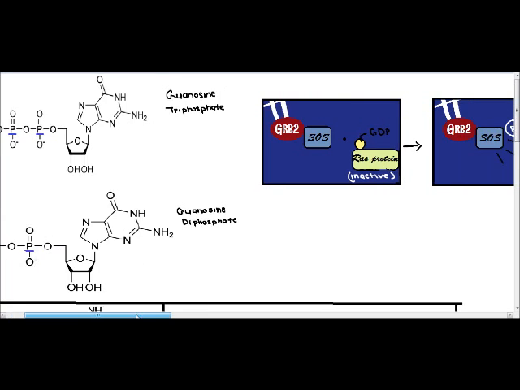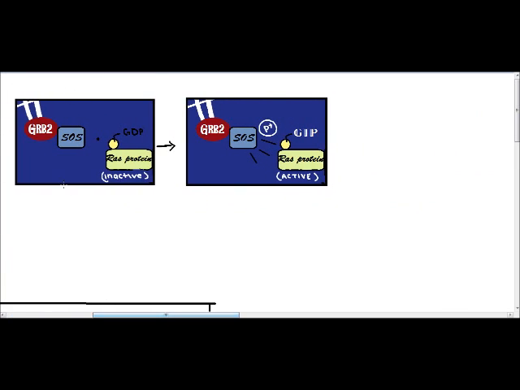What the SOS kinase will do, when it is activated through the mitogen's downstream signaling, is phosphorylate RAS protein. That means the GDP with 2 phosphates will now have 3 phosphates, and it will turn into GTP.